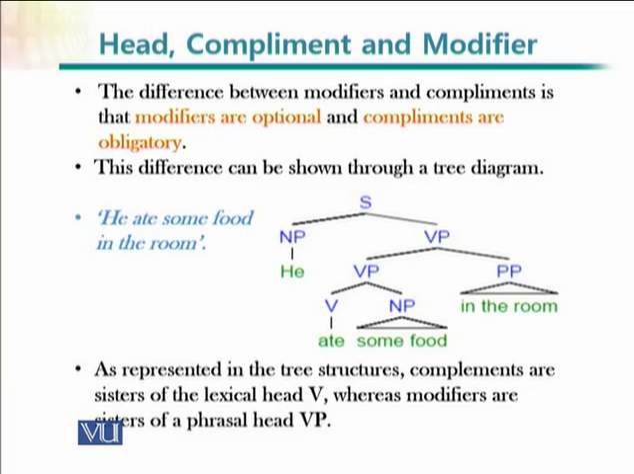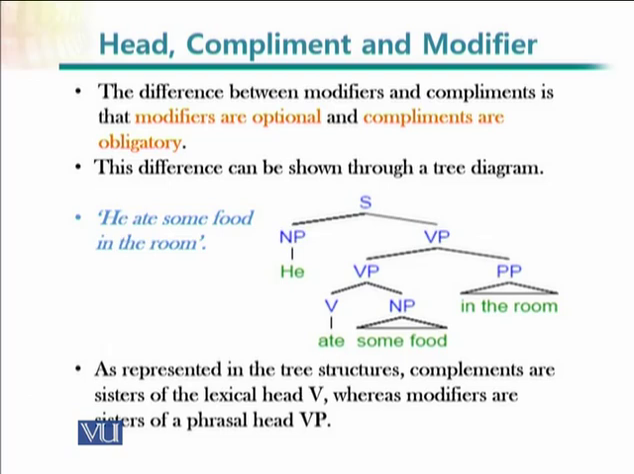And the difference can be shown as a tree diagram as well. If you just look at the tree diagram of the sentence, he ate some food in the room. You could see in front of you the tree diagram which shows he as a noun phrase, then ate as a verb, and some food as a noun phrase, and when combined, they make a verb phrase. And then we have in the room, the prepositional phrase, and combined they make another verb phrase. And a noun phrase and a verb phrase make a sentence.